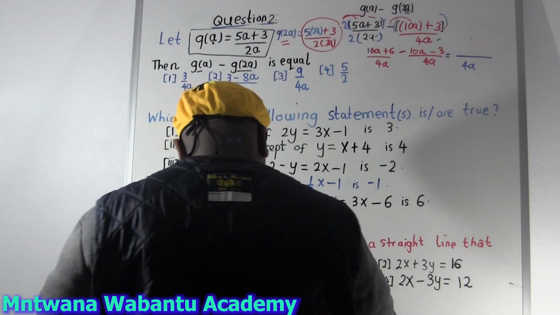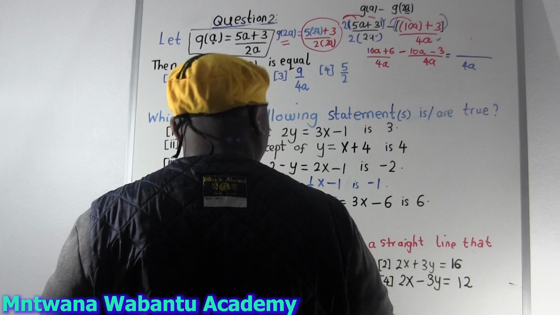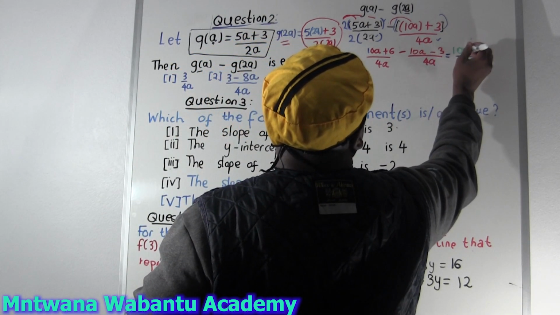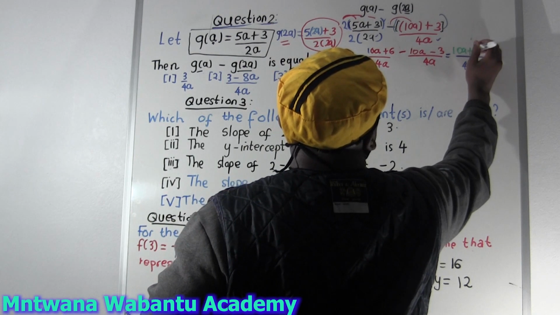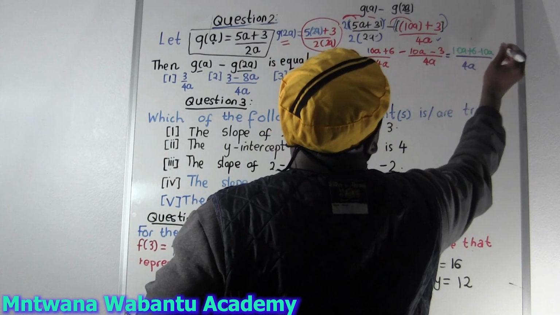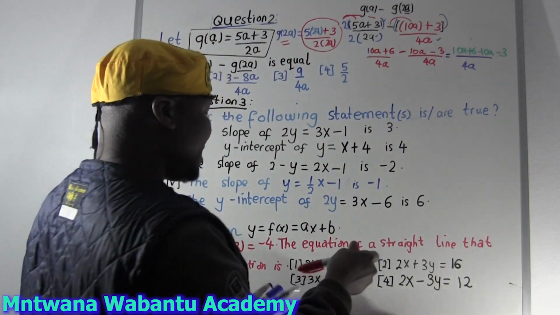And at the top, I'm going to have 10a plus 6 minus 10a minus 3. And what happens? See, 10a minus 10a.